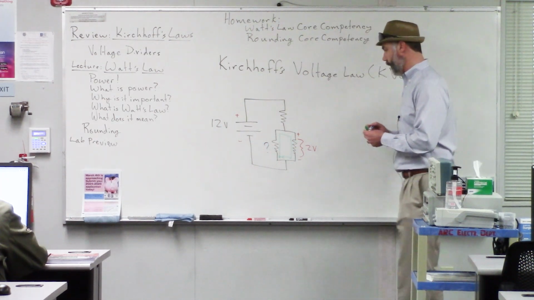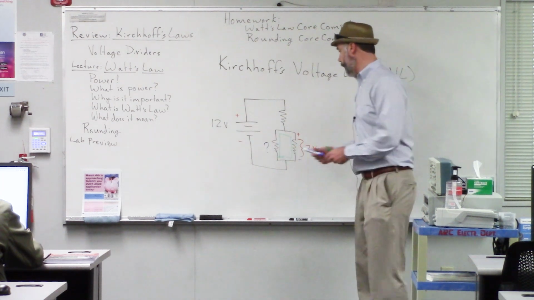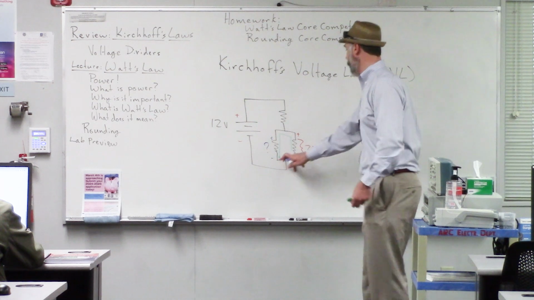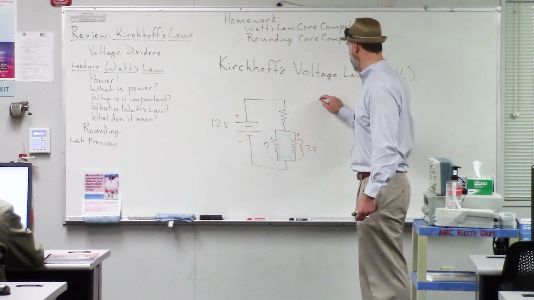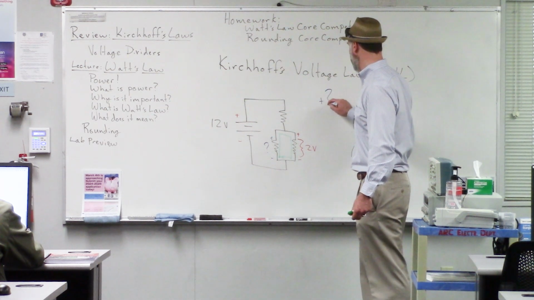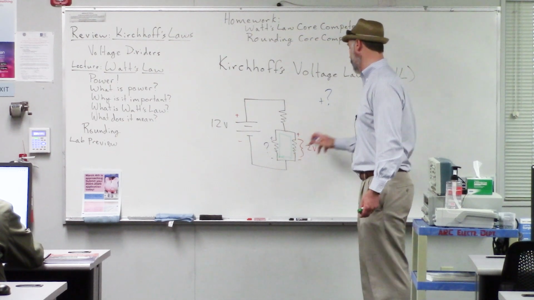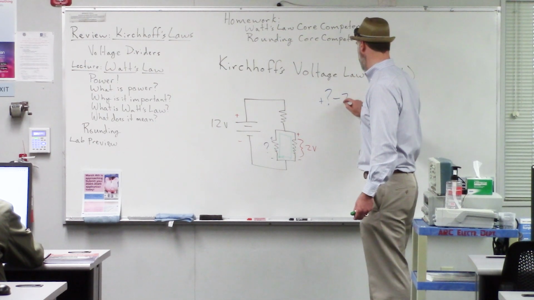And so if we're starting here, we would say we're going up by this unknown voltage. So we would have plus this unknown voltage. And then we come over here and we go down by 2 volts. So minus 2 volts.